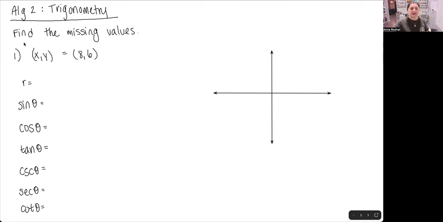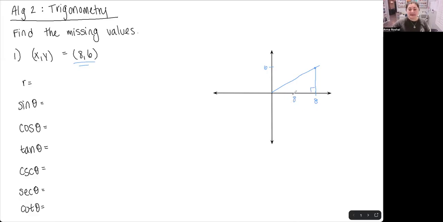So the question says, find the missing values. First and foremost, you need to understand that this particular point lies in quadrant 1. So this is 8, this is 6. This is where my point is. My terminal side is going to look like this, and this is going to be my triangle.